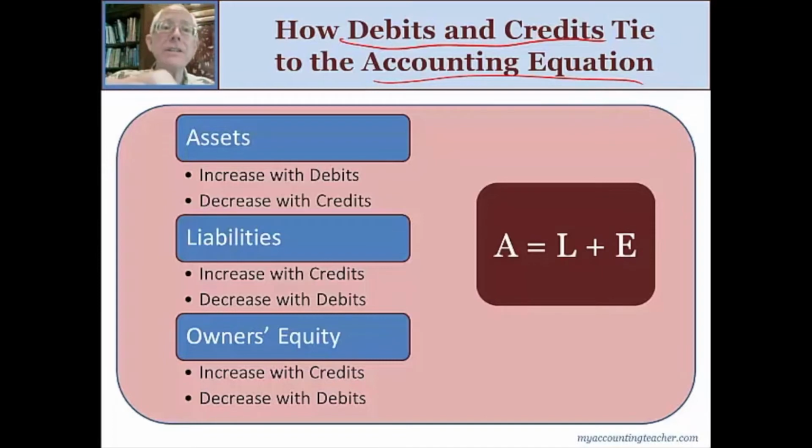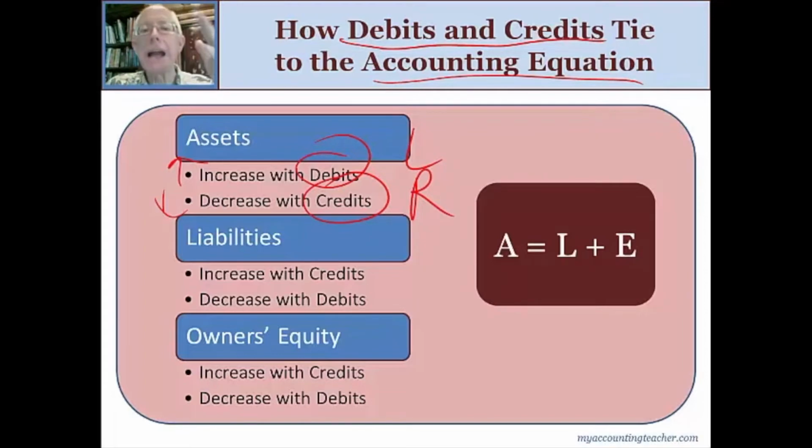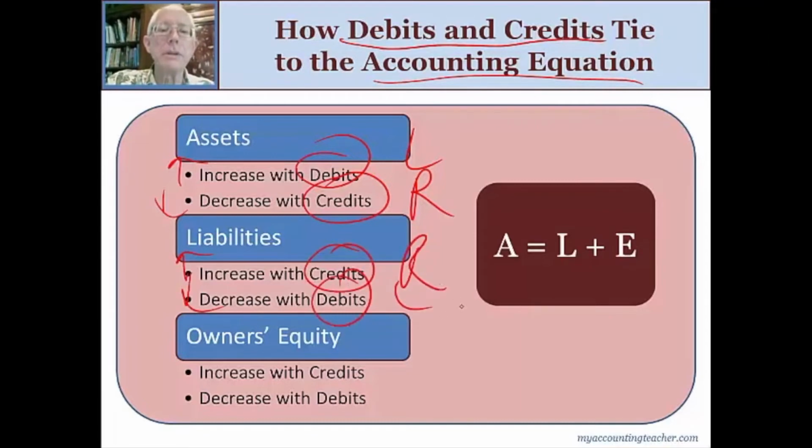For assets, we're going to show increases with debits, decreases with credits. Remember, debits are on the left side, credits are on the right side. That's just a convention they adopted over 500 years ago. For liabilities, we're going to do the exact opposite. Increases are going to be shown with credits on the right side, and decreases are going to be shown with debits on the left side. And owner's equity will do the same as liabilities. Increases will be shown with credits, decreases with debits.